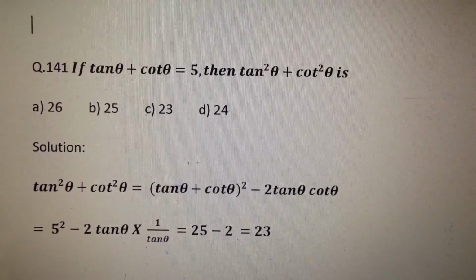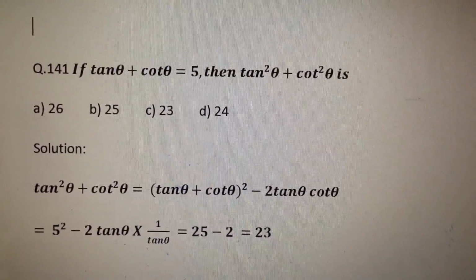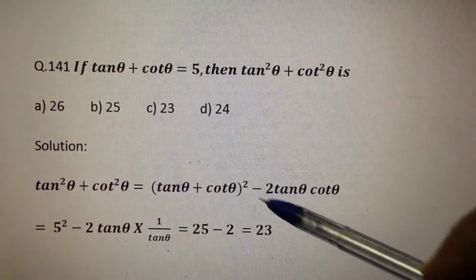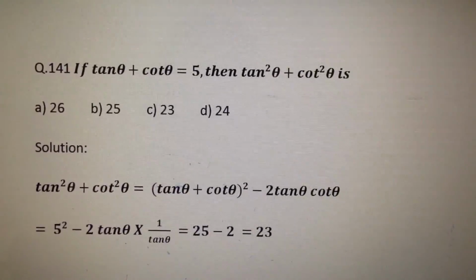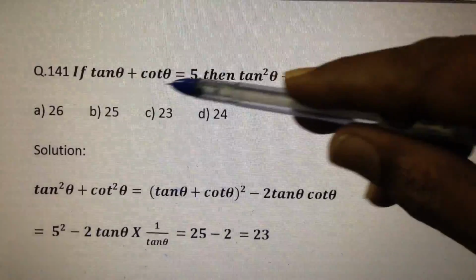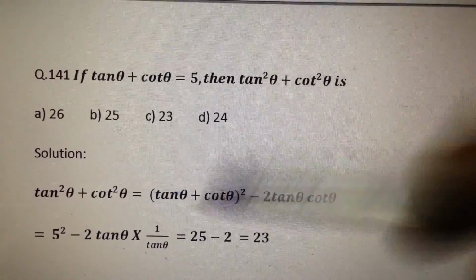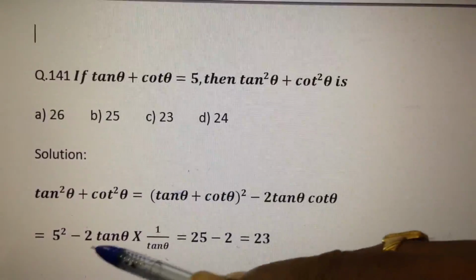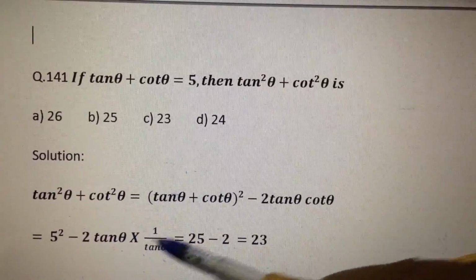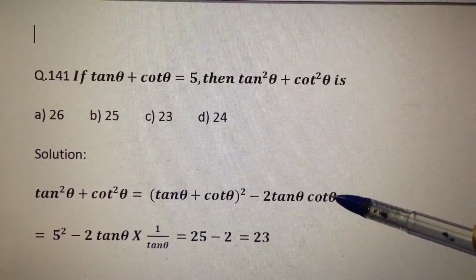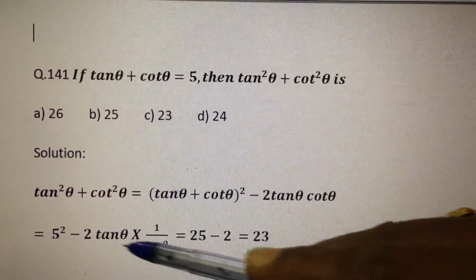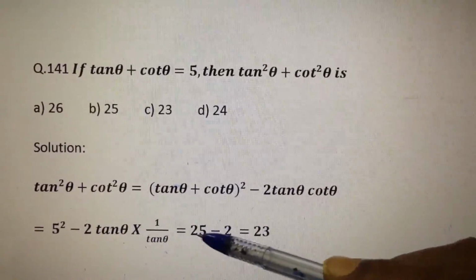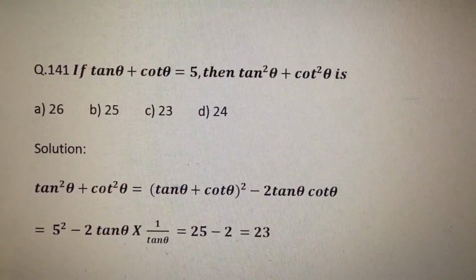Okay, let us see the solution. Tan square theta plus cot square theta can be written as tan theta plus cot theta whole square minus 2 tan theta cot theta. We know the value of tan theta plus cot theta. Therefore, tan square theta plus cot square theta is equal to 5 whole square minus 2 tan theta into 1 by tan theta, because cot theta can be written as 1 by tan theta, and tan theta gets cancelled. So this is equal to 25 minus 2, which is equal to 23.